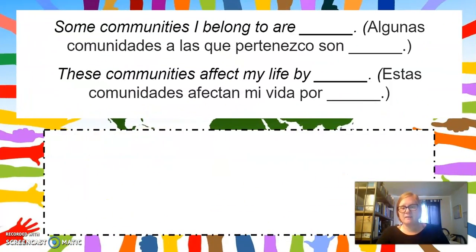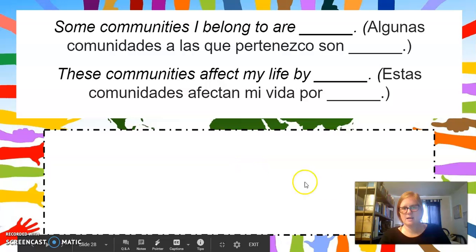So, given what we know about communities, some communities I belong to are my church, my neighborhood, my school, David Weir. These communities affect my life by helping me when I need help. They invite me to learn. Or let's say if you're at church, these communities might help you with your religious beliefs, things like that.